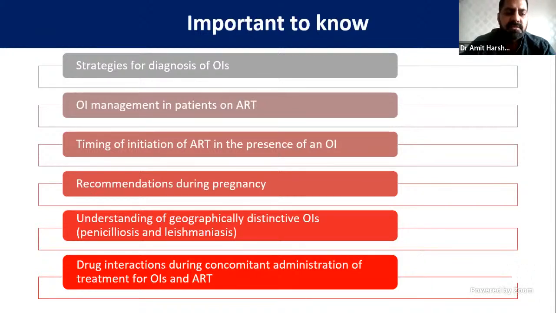So for example, penicilliosis, which is also known as talaromycosis now, is pretty common in the northeastern part of India, and leishmaniasis is mainly endemic in Bihar and some parts of Calcutta, West Bengal, UP, and Jharkhand. These are some of the things we should always keep in mind when diagnosing opportunistic infections, and definitely the drug interactions during concomitant administration of treatment for opportunistic infections and ART.